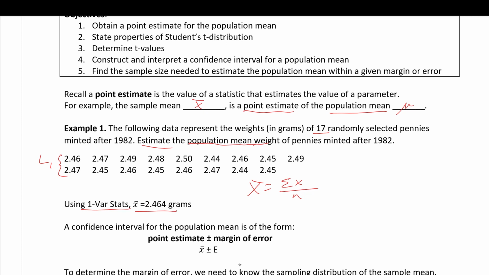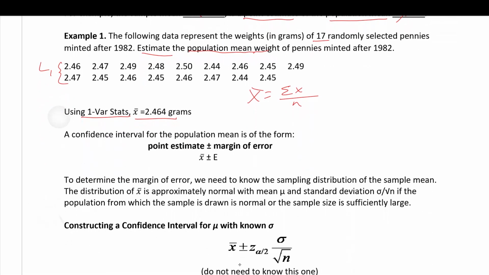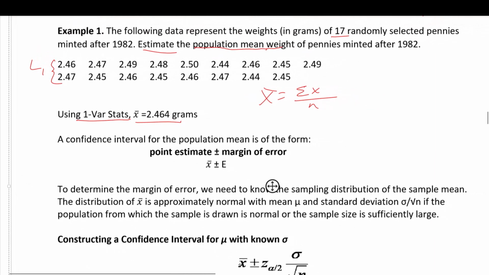All right. So a confidence interval for the population mean is of the form, just like we had it for the proportion, a point estimate plus or minus the margin of error. In this case, our point estimate is x bar. Our margin of error is E. Now, this margin of error will be a little bit different than when we were dealing with proportions.